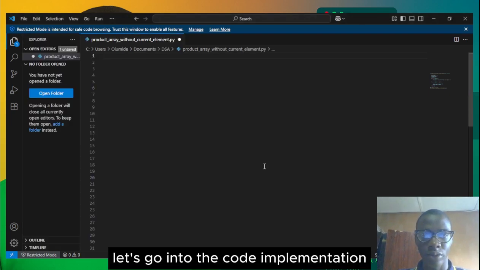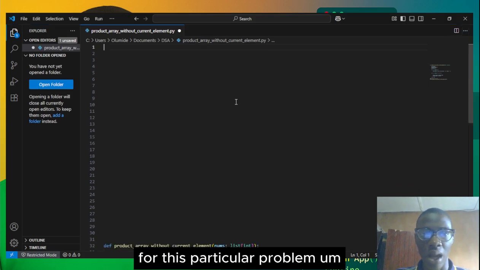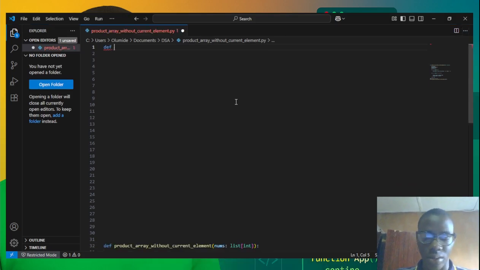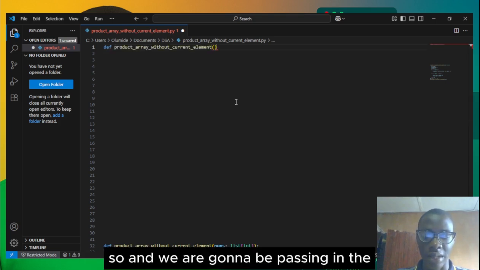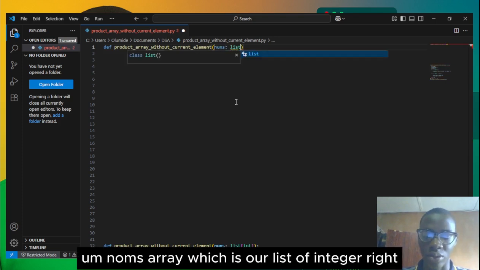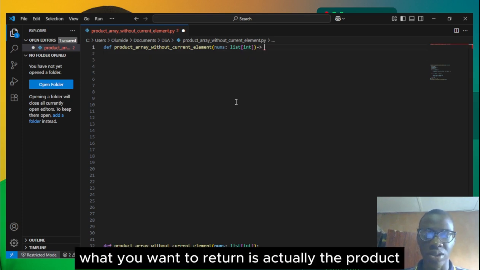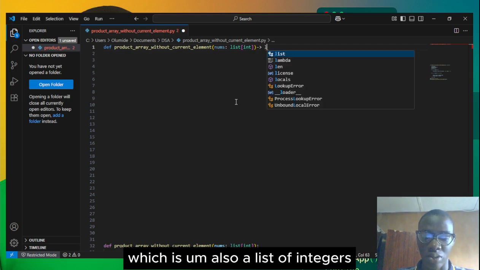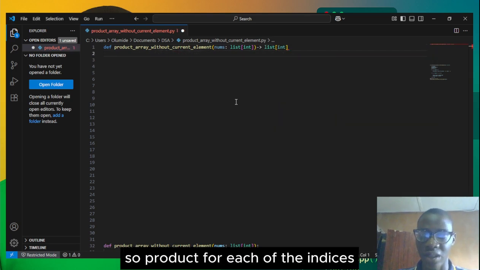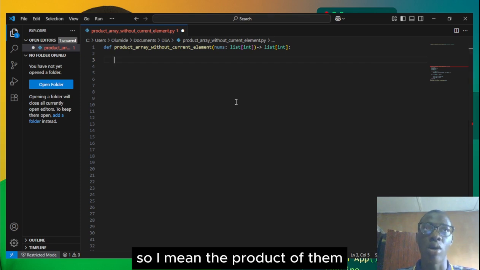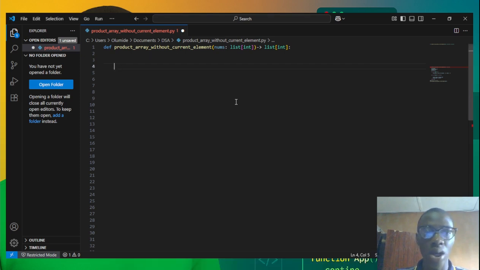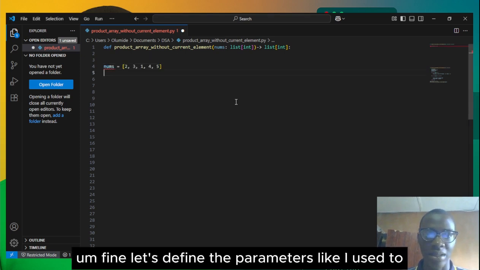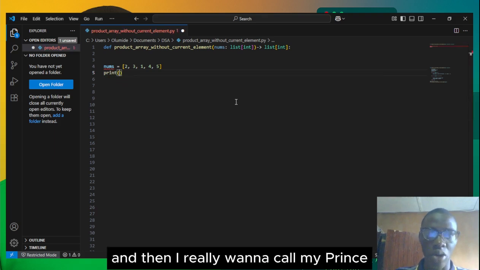Alright, let's go into the code implementation for this particular problem. It is the product array without current elements. We are going to be passing in the nums array, which is our list of integers, right? And then what we want to return is the products, which is also a list of integers. So products for each of the indices, I mean the products of the elements except the particular index. Just like we explained in the logic. Fine, let's define the parameters like I used to, and then I really want to call my print.